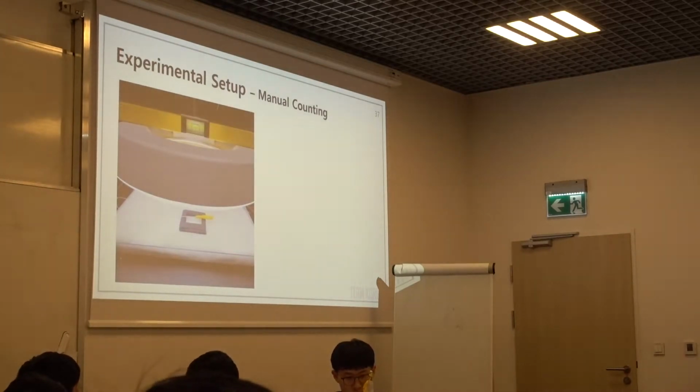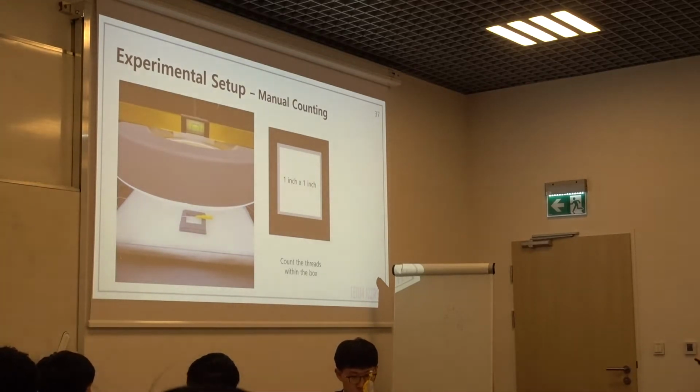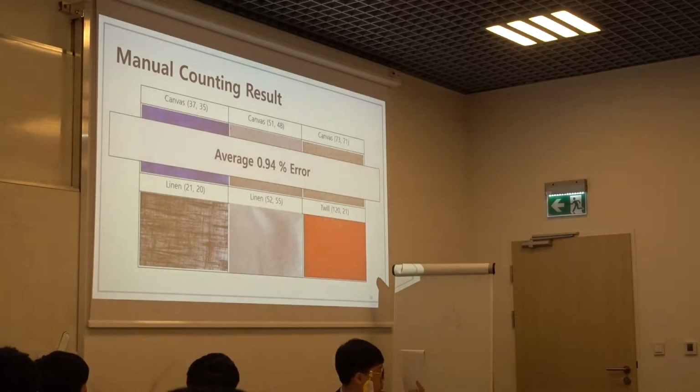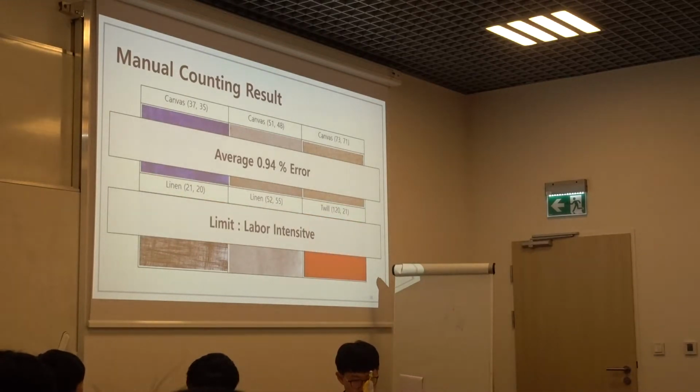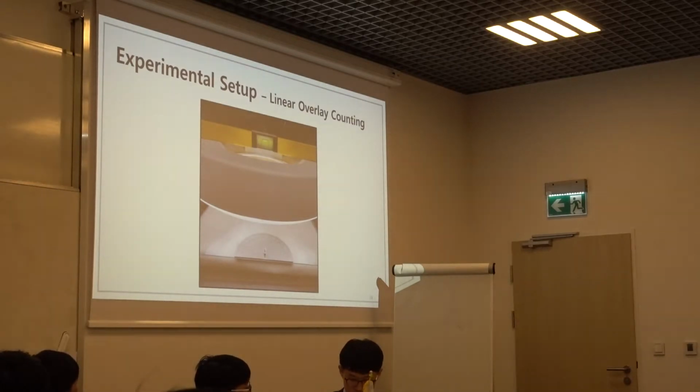So now let's move on to the manual counting. For this, I had a 1-inch by 1-inch frame in order to count the threads within the box with a handmade needle counter. By manually counting, we had these results, and this shows an average of 0.94 error. This has a limit in that it is very labor intensive. Here, the average error was calculated by comparing with the FFT results, which is our answer to this problem. And now the most important part: first, the linear overlay counting.